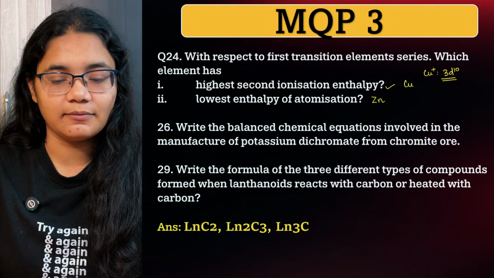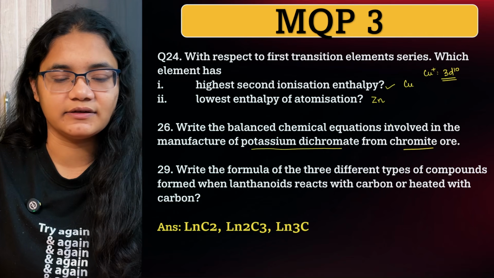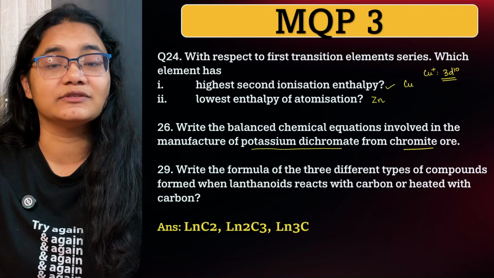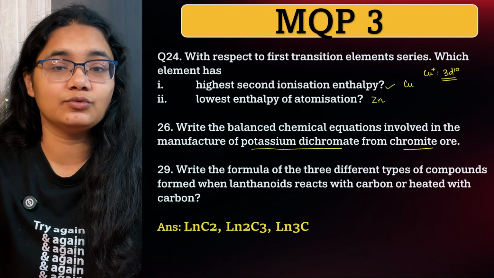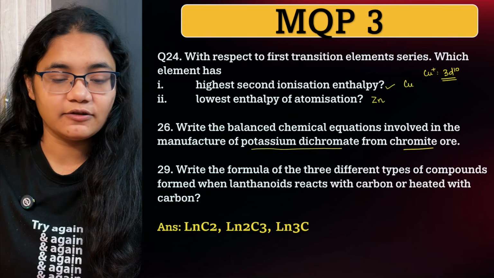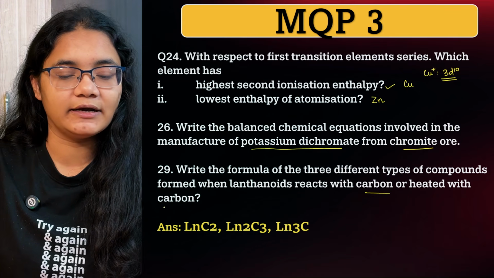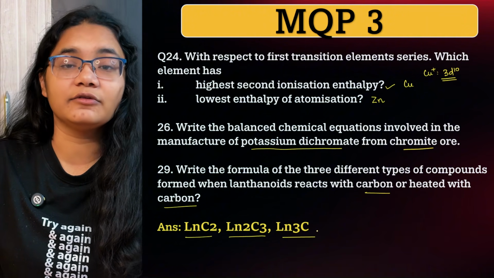Next, write the balanced chemical equations involved in the manufacture of potassium dichromate from chromite ore. We have discussed this question. You can see that the manufacture of KMnO4 and K2Cr2O7 has been asked so many times, right? So please prepare these two reactions thoroughly. Next, write the formula of 3 different types of compounds formed when lanthanide is heated with carbon. So it forms LnC2, Ln2C3 and Ln3C.